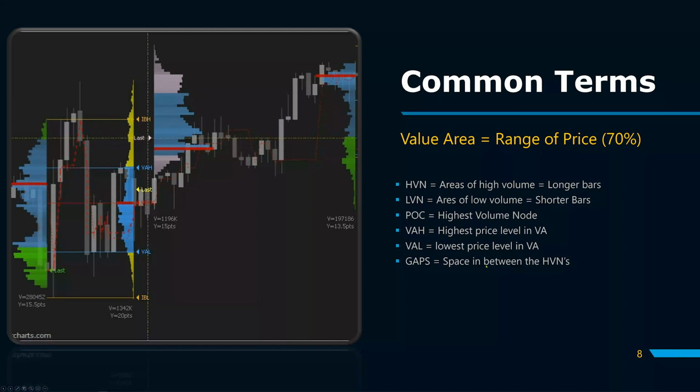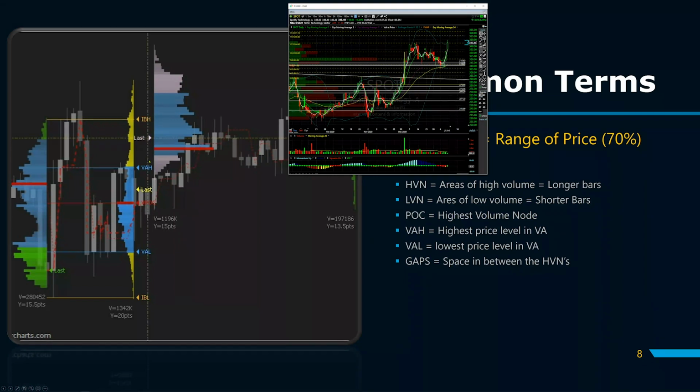And then gaps equals the space in between the HVNs, and I forgot to put in LVNs. Oh no, that's right. Space in between the HVNs, so your LVNs would be included in that gap. You often hear me say it, I call it air, right? So let's just pull back on AMD here for a minute and I'll show you an example of that.